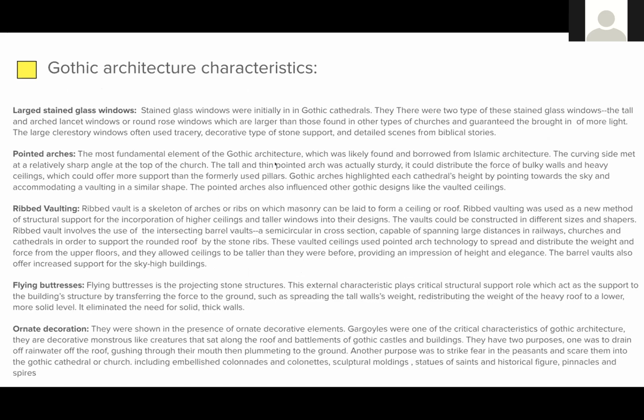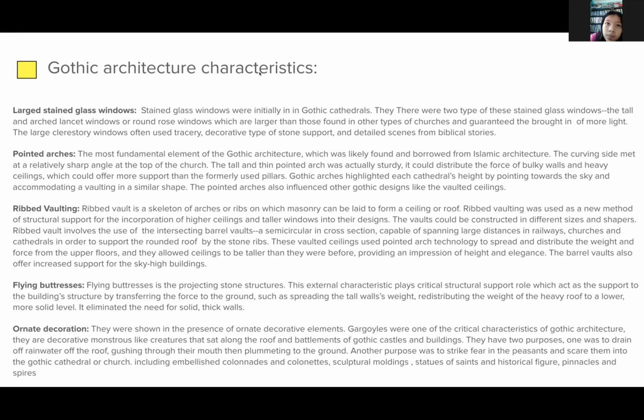Here are the 5 most integral characteristics of Gothic architecture. So let's start with the large stained glass windows. They were initially in Gothic cathedrals, and they were divided into 2 types: the tall and arched lancet windows or round rose windows, which are larger than those found in other types of churches and guarantee the admission of more light.